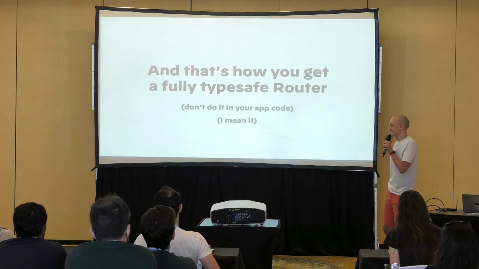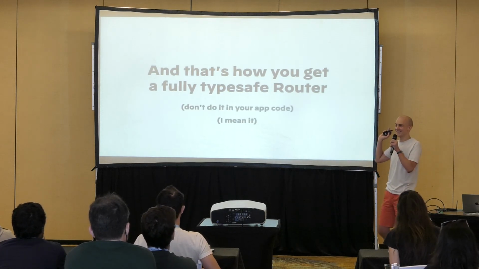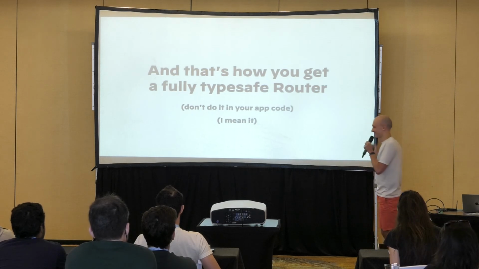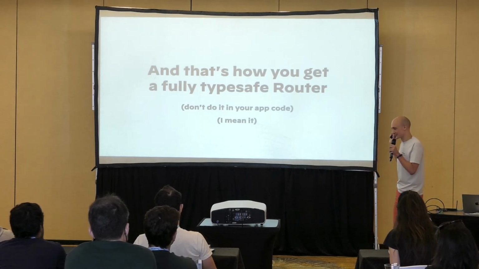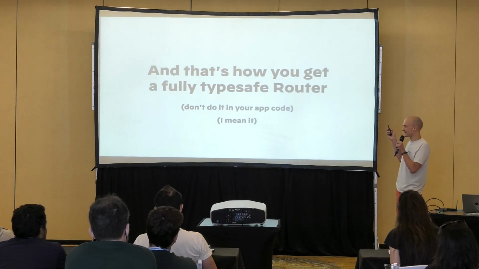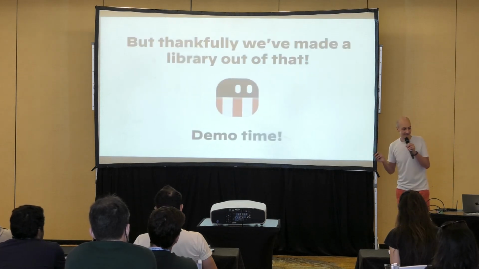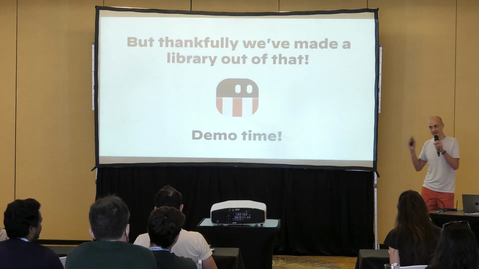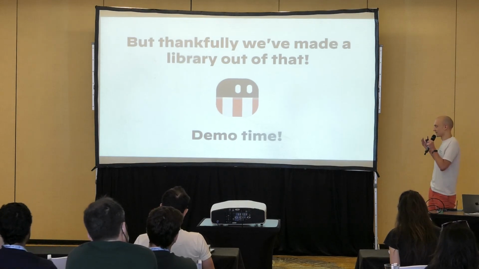And that's how you get a fully type-safe router. So yeah, like I just said, don't do that in your code base. It's okay because it's in a library. So I will show you a demo. I think it will be easier to understand what it can bring you. The API is quite simple.